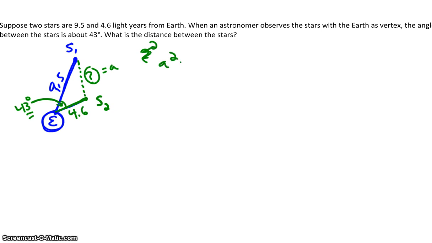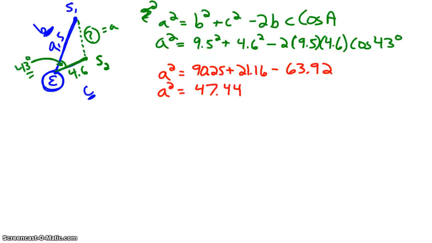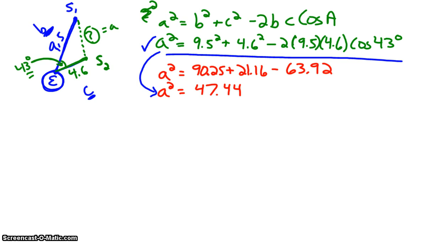So I've got A squared equals what pattern? So there is our solution that we're going to use. I'll call my B my 9.5 and my C my 4.6. So now I'll fill it in. And the substitution gives you this line here. Now you can put that directly into your calculator and get something like 47.44, or maybe it's 47.48 when I didn't do this rounding step.